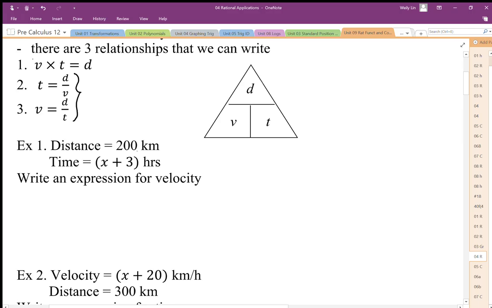So it says here we have a distance of 200 kilometers and the time is x plus 3 hours. To write the expression for velocity, we say that the velocity is equal to the displacement over time. Really, we should say displacement instead of distance. And so that's going to end up being 200 kilometers over x plus 3 hours. And this expression represents velocity.